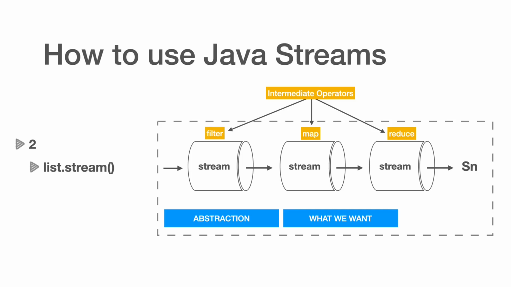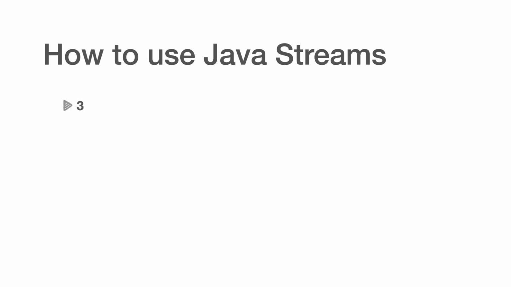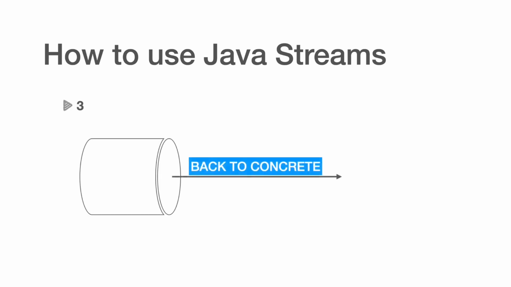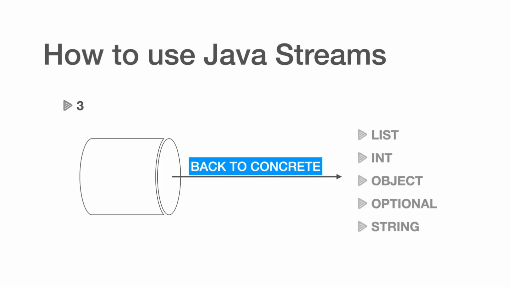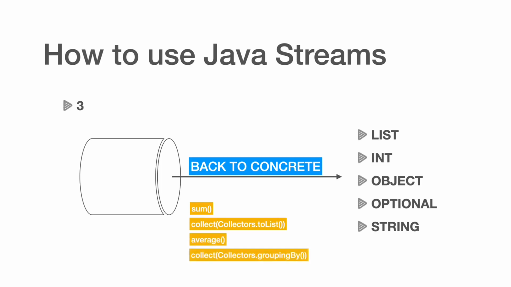Then once you are done with your streams, and you can have as many as you want, you then pretty much just say, right, now that I've got my stream, I want to go back to a concrete implementation. This is going back, for example, to a list, an integer, an object, an optional string, and any other data type, right? These are methods available such as sum, collecting to a list, performing average, grouping by, and so forth. And you'll learn about all of this in this course.